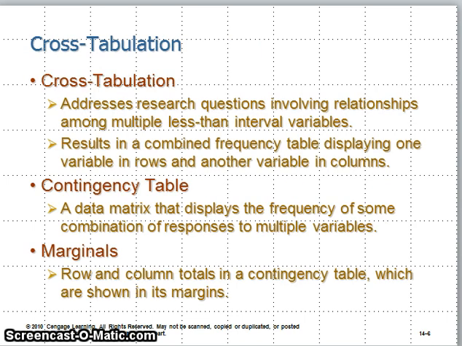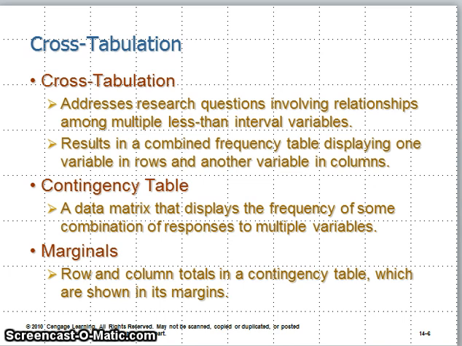Cross-tabulation. What is the purpose of cross-tabulation? Cross-tabulation addresses research questions involving relationships among multiple less-than-interval variables. It results in a combined frequency table displaying one variable in rows and another variable in columns.